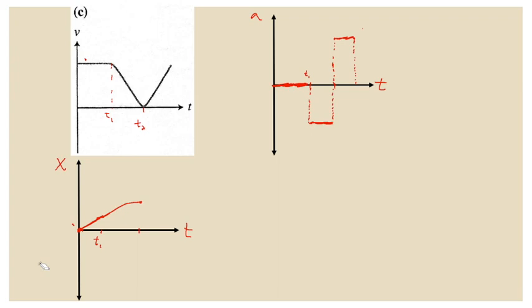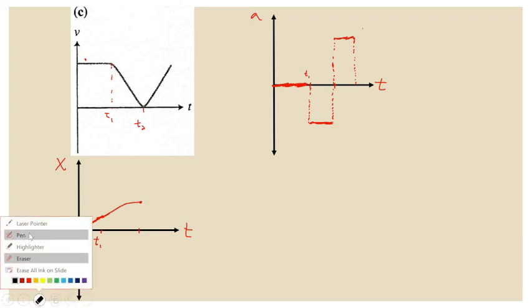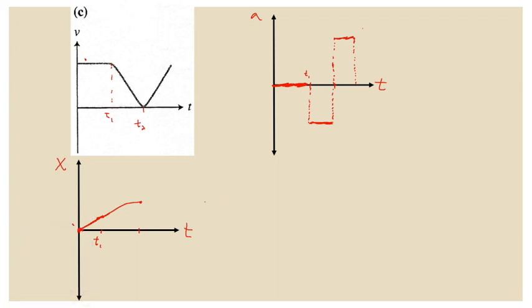So that's up to T2. We're almost there. So we'll have that up to T2. And in T2, the velocity is increasing. And so we need to draw a position versus time graph where the slope is gradually increasing. So we're just going to do it like that.